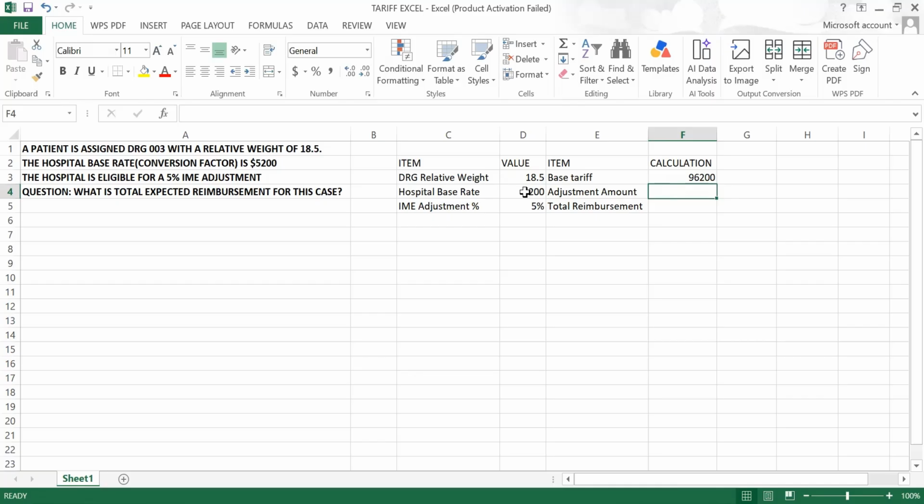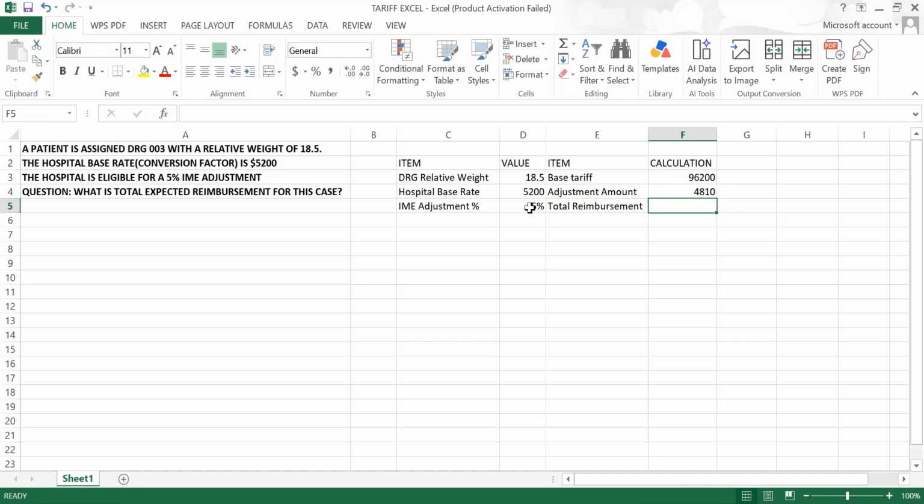Next, I need the adjustment amount, the extra 5% IME added on. I calculate this by multiplying the base tariff by the IME adjustment percentage. This gives us $96,200 times 5%, which equals $4,810.